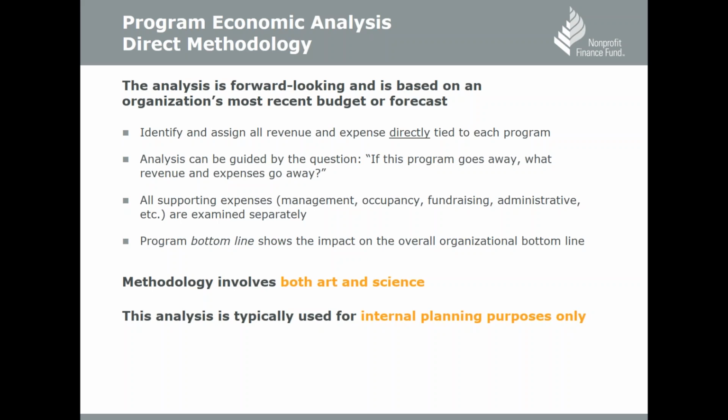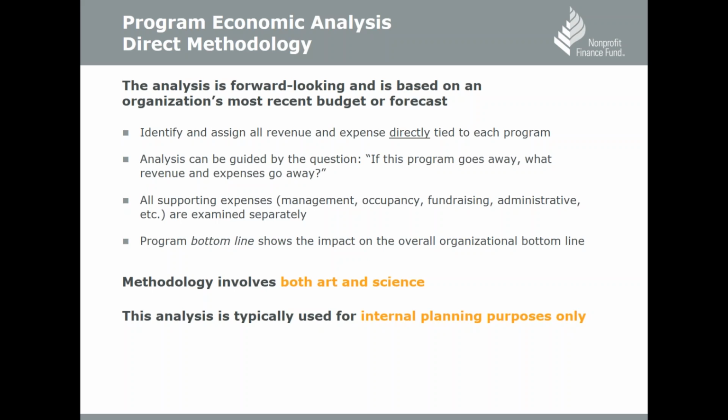First, we typically start with an annual budget, forecast, or another forward-looking projection. Then we identify and define all revenue and expenses that are directly tied to each program. All supporting expenses like management, occupancy, fundraising, technology are examined separately. By doing this type of analysis, we can see which programs generate surplus and deficits, thereby understanding the direct effect the program has on the organization's bottom line. This analysis can be done with program managers, finance staff, and organizational leadership. And we believe it provides a clear picture that people without financial expertise can understand and act on.